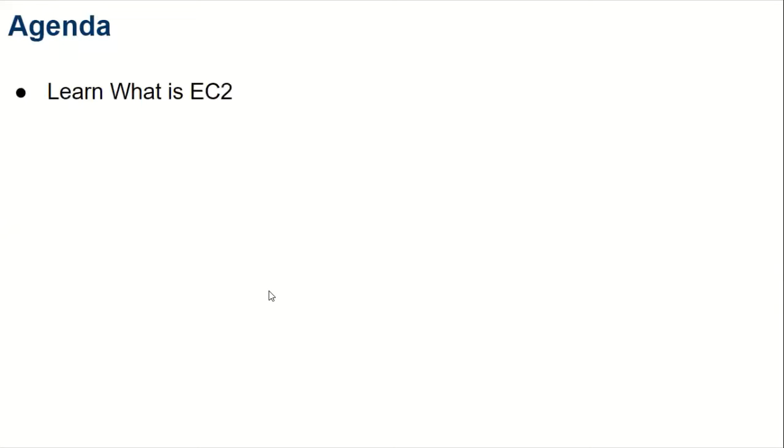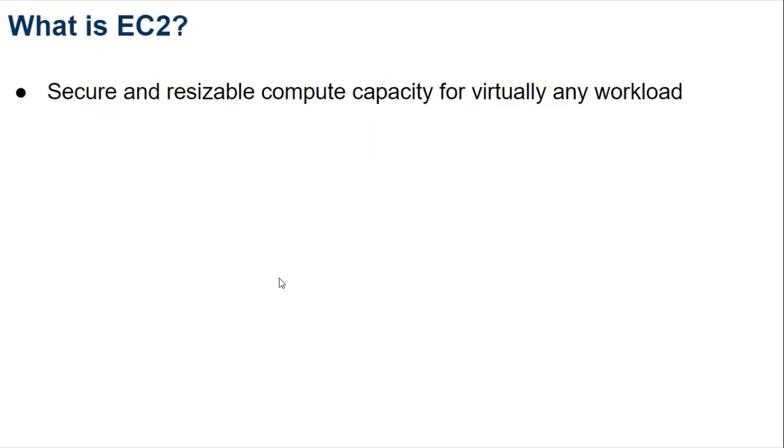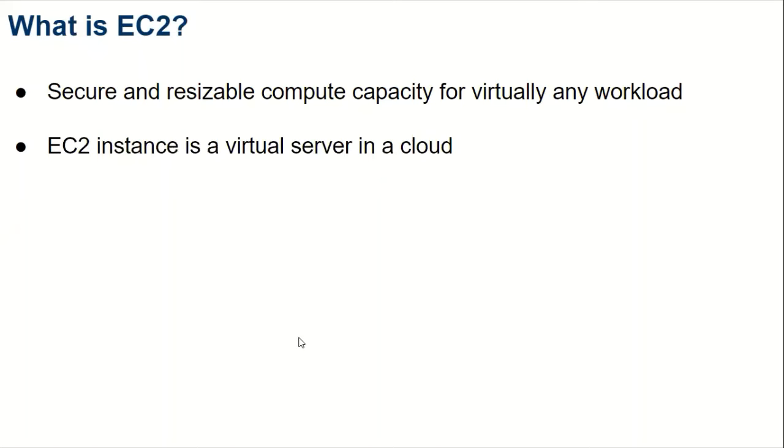Today we are going to look at what is EC2 and how to launch an EC2 instance in your AWS account with the default settings. So let's move forward and understand what is EC2. As per the documentation of AWS, EC2 is secure and resizable compute capacity to handle any kind of workload in AWS. That means EC2 provides you with compute capacity and you can handle virtually any size of workload by using that compute capacity.